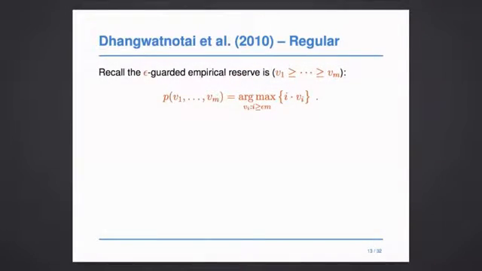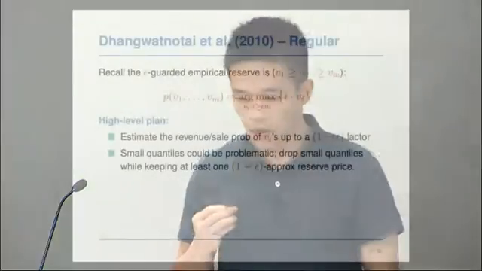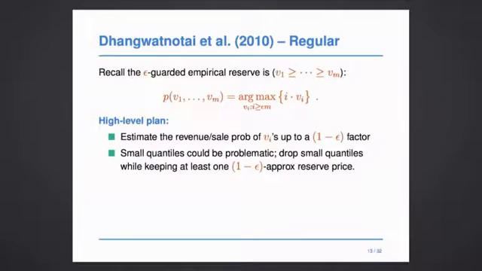So first of all, let me briefly go over the usual sample complexity upper bound technique. Consider the empirical reserve price algorithm. We take these samples, use them as an empirical distribution, and pick the best price. The high-level plan would be: I want to estimate the revenue or the sale probability of each potential price, namely these v_i's, up to a 1 minus epsilon factor, using some concentration bound and so on. And then we show that if we can do that, then choosing the best price from this empirical distribution would be a 1 minus epsilon approximation.